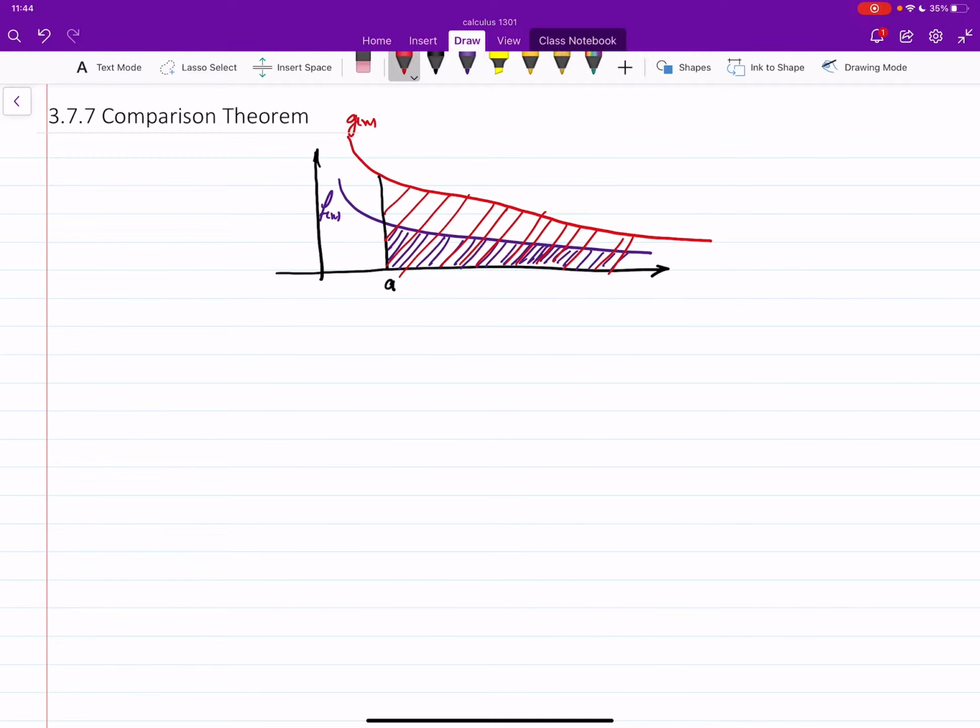So if the area of the smaller one is infinite, then the other one is going to be infinite. In other words, if the integral from a to infinity of f(x) is divergent, then the integral of g(x) from a to infinity is going to be divergent as well. On the other hand, if the area under the graph of g, which is the bigger area, is a finite number, the area of the smaller one must be finite, because that area is smaller than the area under the graph of g(x). So this is the comparison test. Let me write it here.